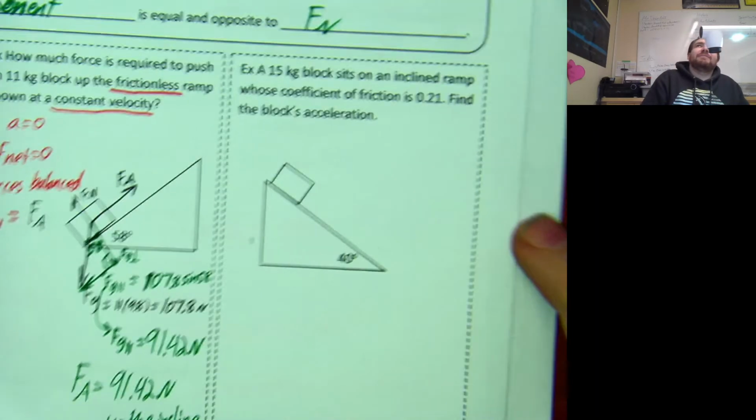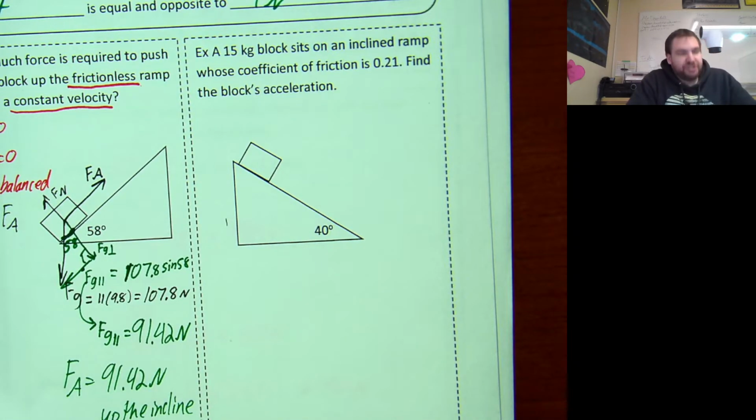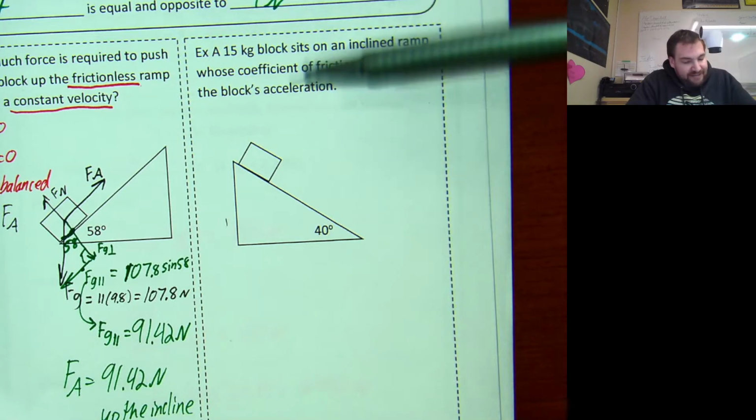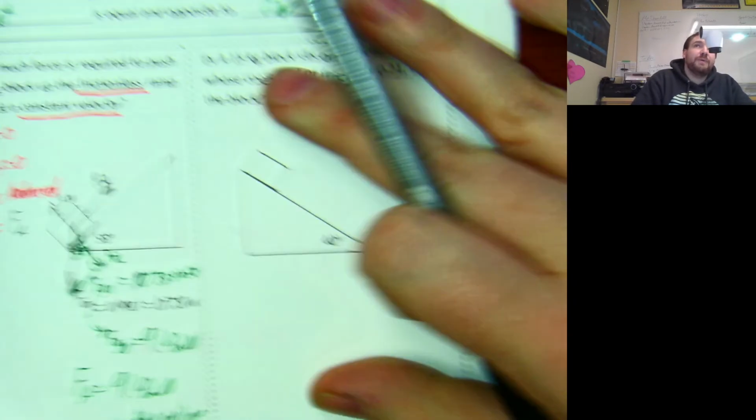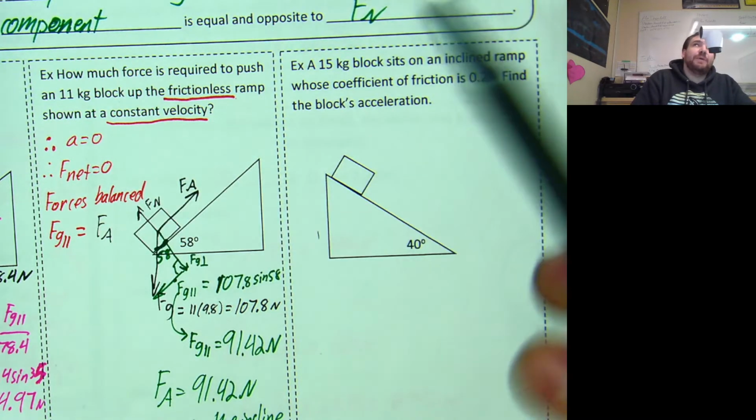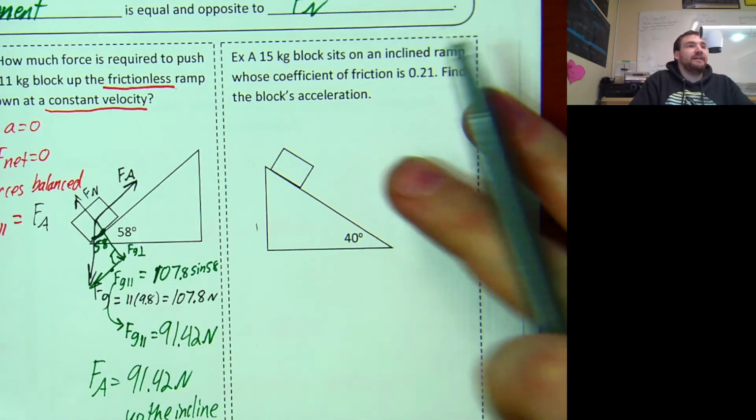A 15-kilogram block sits on an inclined ramp whose coefficient of friction is 0.21. What is the acceleration of the block? Okay, free body diagram time. We're jumping straight to free body diagram because it says what is the block's acceleration. If I had said constant velocity, then we would have gone through and we would have made this argument. But because we know it's accelerating, we got to start with free body diagram.